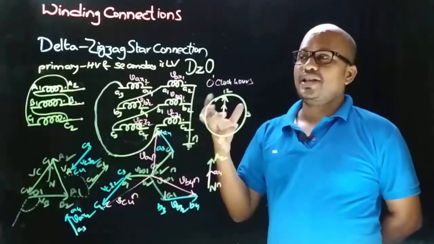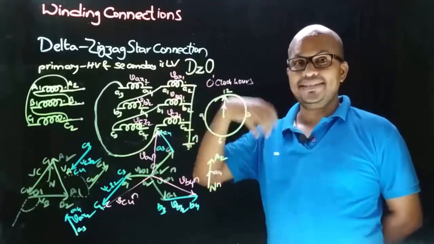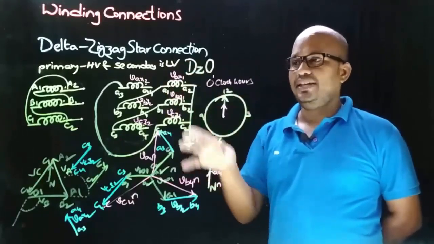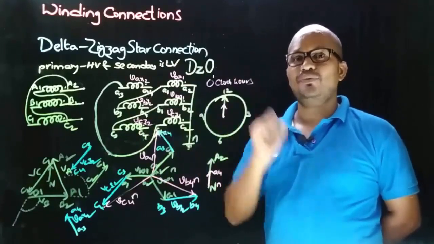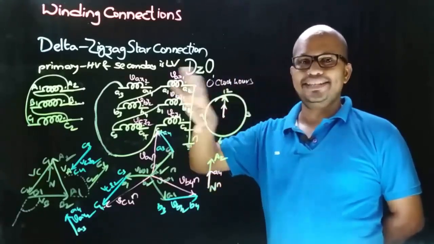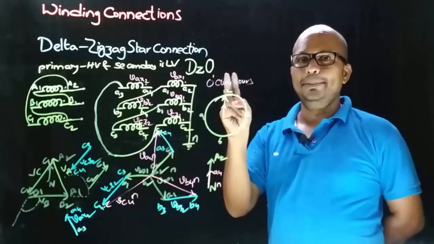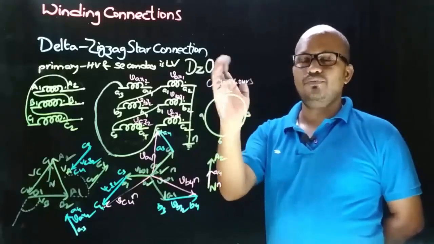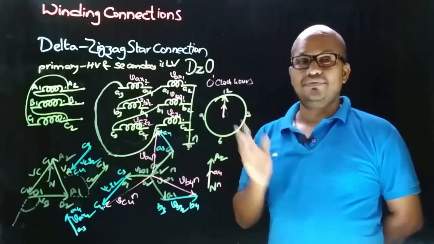Delta zigzag star connection has 6 possible connections. Means we can have delta zigzag star connection in 6 ways. One of the ways is this, and with this we obtain a phase displacement of 0 degrees. And in this video, we are not going to see all the 6 possible connections. Okay, here we are going to see only the 2 main possible connections. So this is one of those main possible connections, from which we got the 0 degrees phase displacement.